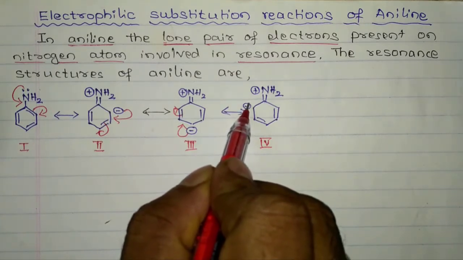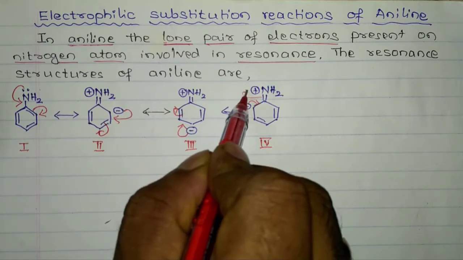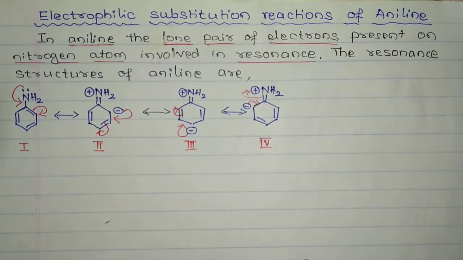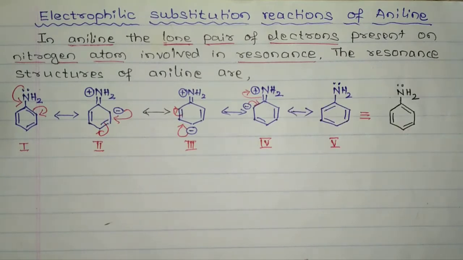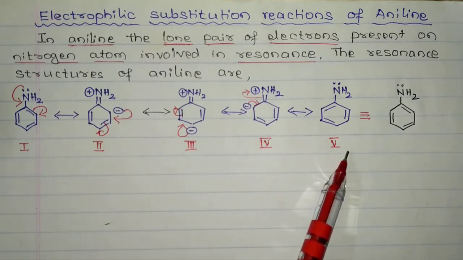Next, movement of electrons takes place like this. Then this double bond pair of electrons moves towards this nitrogen. You are going to get resonance structure number 5. Structures 1, 2, 3, 4, 5 are the canonical structures or resonance structures of aniline.